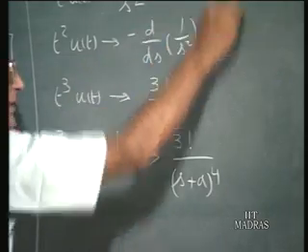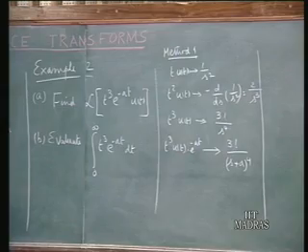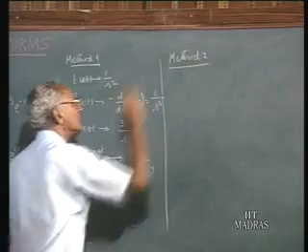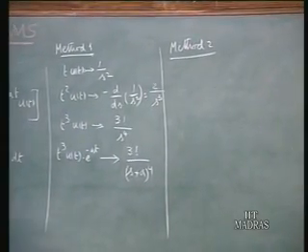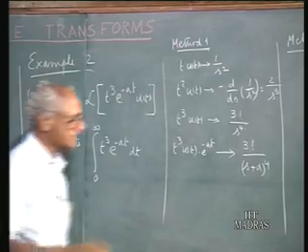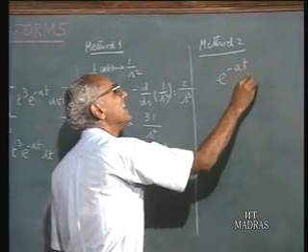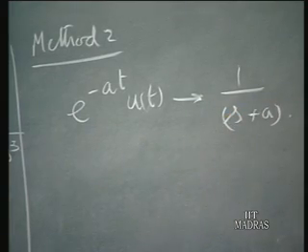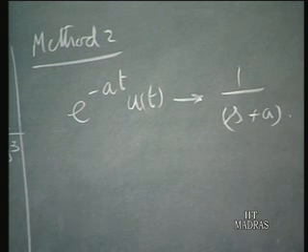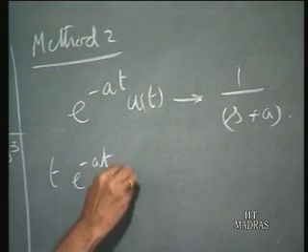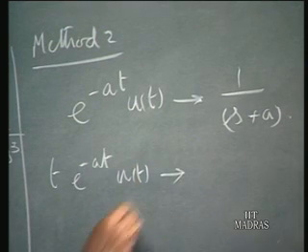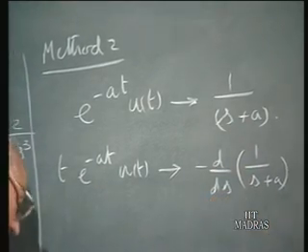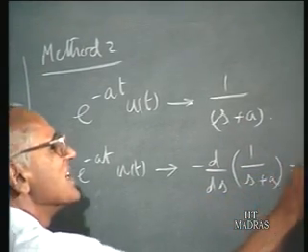Now let us do this by taking another approach, method 2. Let me start with the Laplace transform of e to the power of minus a t u(t). So e to the power of minus a t u(t) has the Laplace transform 1 over s plus a. Now t multiplied by e to the power of minus a t u(t) is once again minus d by ds of 1 over s plus a. That will be 1 over (s plus a) whole square.